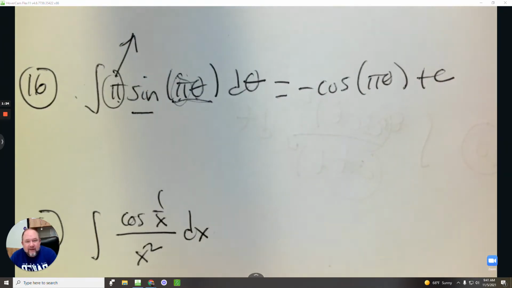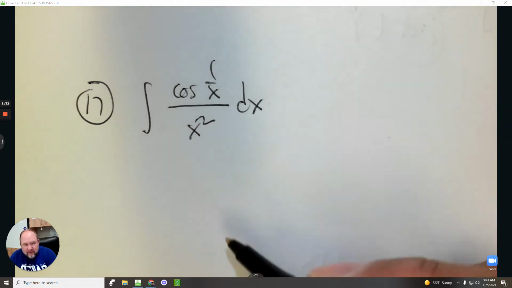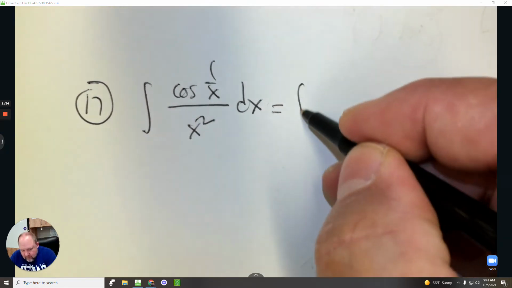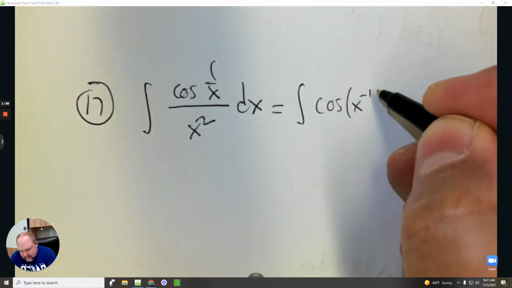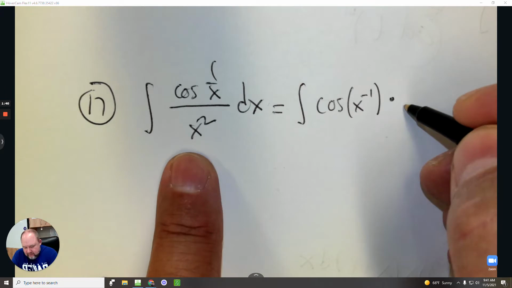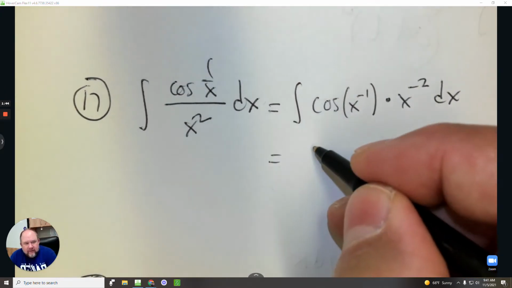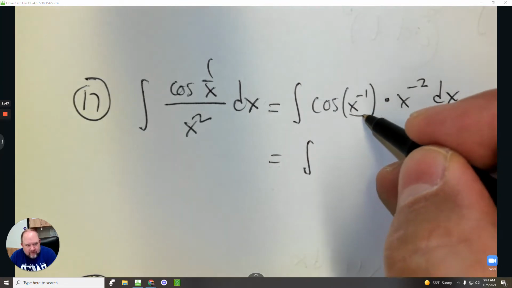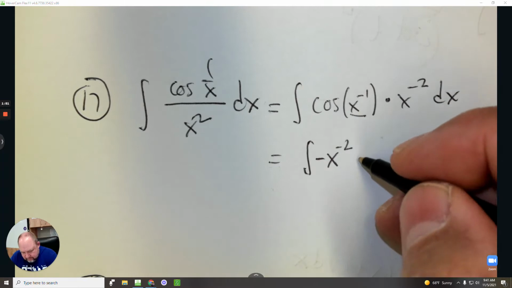So for trigonometry, you have to know the rule. It's not the power rule necessarily where you add 1 and then divide. Number 17, press pause and write it down. We're going to write this a little friendlier. So it's x to the negative 1. And then this is x to the negative 2. The derivative inside the parentheses is negative x to the negative 2.